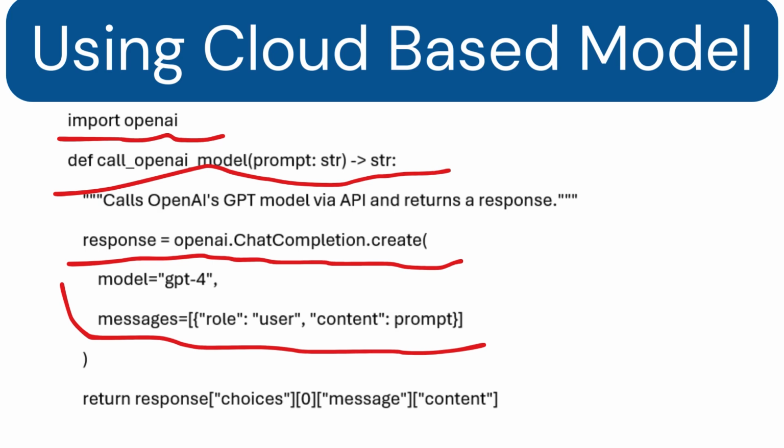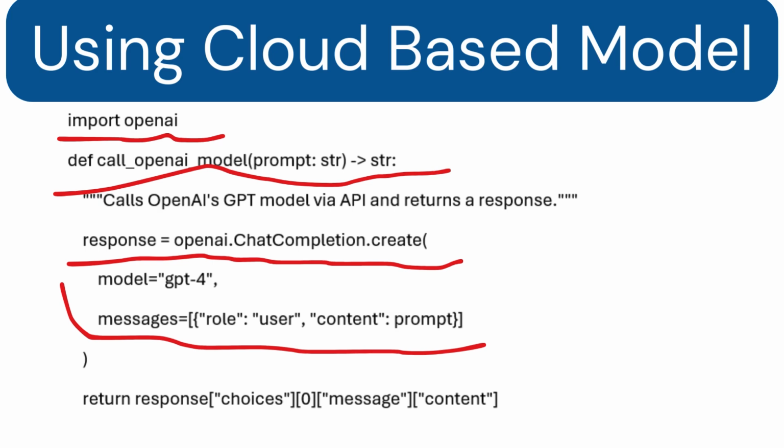Now, OpenAI's API is designed for chat-based interactions, so it expects a structured conversation history. In our case, we're sending just one message, where role, user, indicates that this is the user's message. And the content, prompt, is the actual text input that we want the AI to respond to.